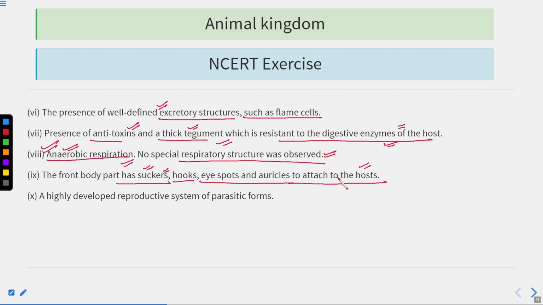So these are some of the organs that are present in the posterior end, or you can say the front body parts. Highly developed reproductive system of the parasitic forms, their reproductive system is fully developed. They are a parasitic form, but still they have the fully developed reproductive forms. So these are some of the important characteristics that these platyhelminthes have, and those characteristics show that they are the parasitic form, right?